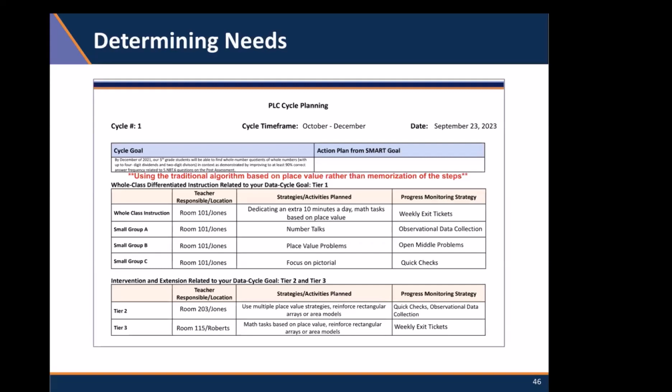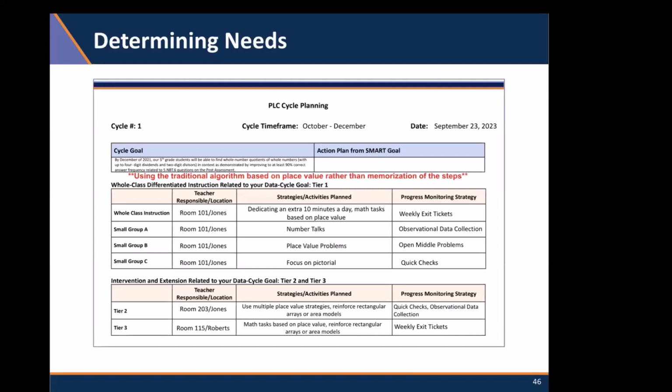So the first thing we want to start is this whole class differentiated instruction that's related to our data cycle goal in tier one. If there's any math teachers here today, we know that we're not teaching one standard or one even cluster of standards the entire year. So how are we going to focus an entire cycle on this goal? So really this whole class instruction, what are we going to do? We want to dedicate an extra 10 minutes a day to this. It could be a warm-up activity, a closing activity. You could put it as part of another concept that you're teaching.